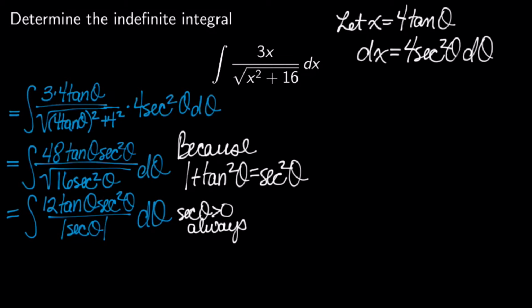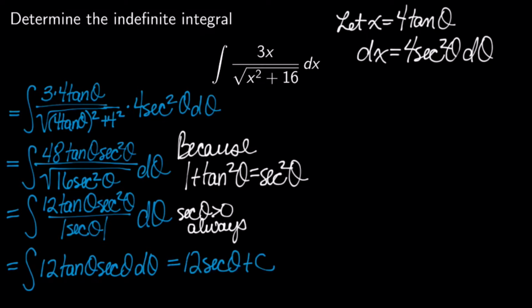Now the square root of 16 secant squared theta: the square root of secant squared theta is the absolute value of secant theta. But the secant of theta here is always positive because of restrictions on what theta is going to be. And so that means that those absolute value bars fall away, and the secant on the bottom cancels with the secant on the top, and I get the integral of 12 tan theta secant theta d theta, and that's fantastic because I know exactly what that's supposed to be. It's 12 secant theta plus c, but I'm not done.